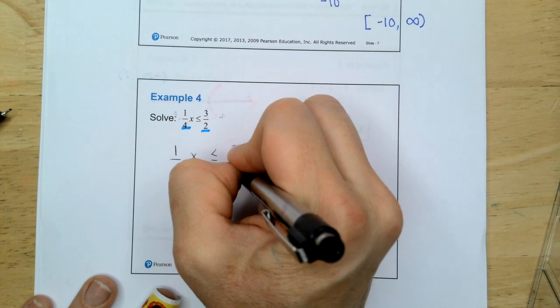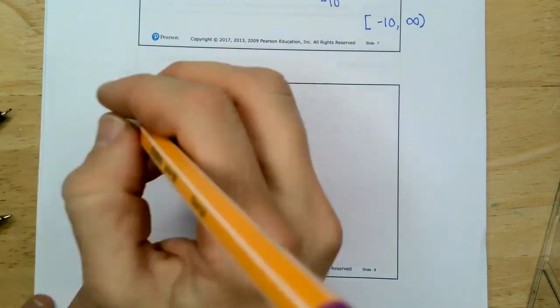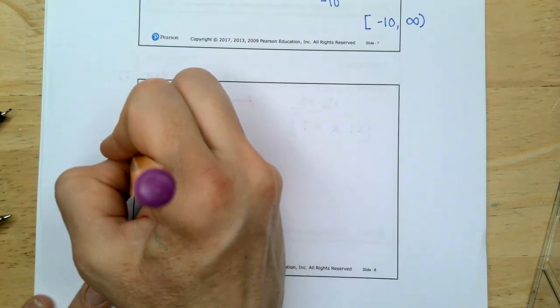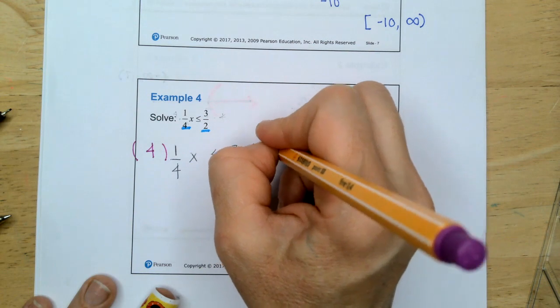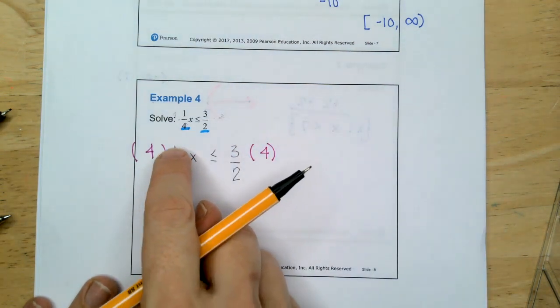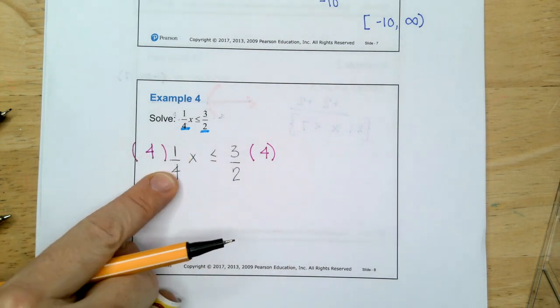Or I want to get rid of this 4 in the denominator. How do I get rid of the denominator of a fraction? I multiply everything in the problem by that denominator, right? Now, the 1x is being multiplied by 4 and then divided by 4.